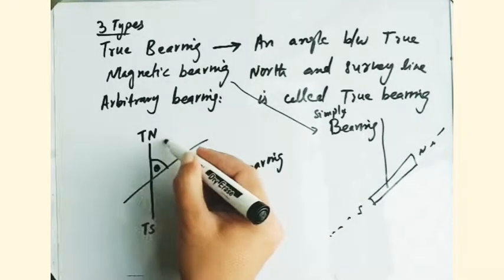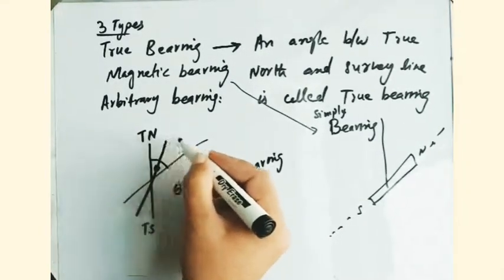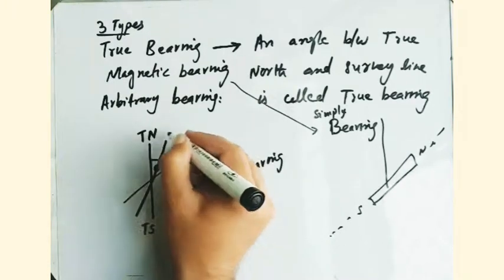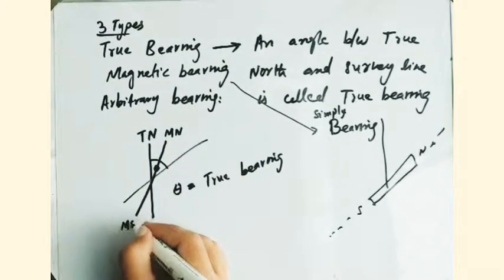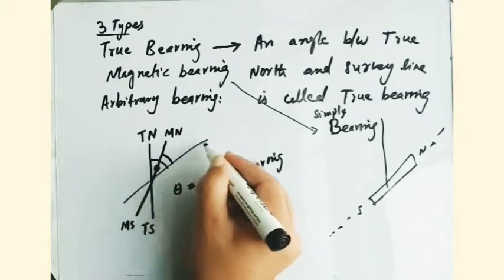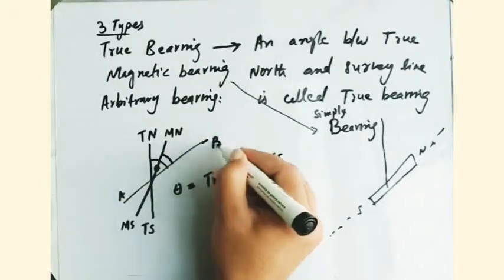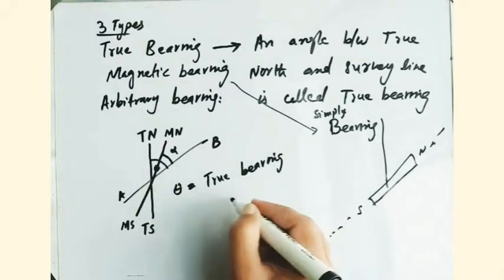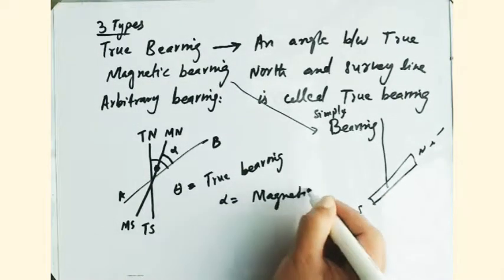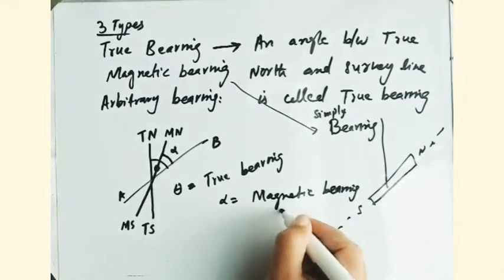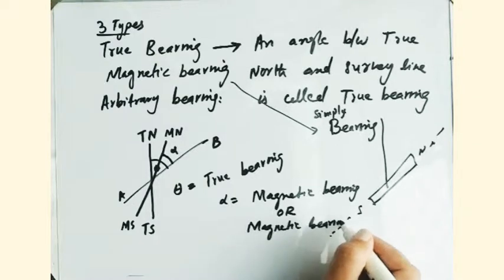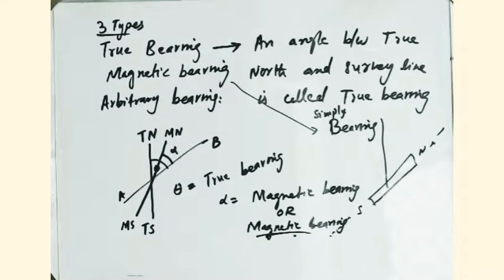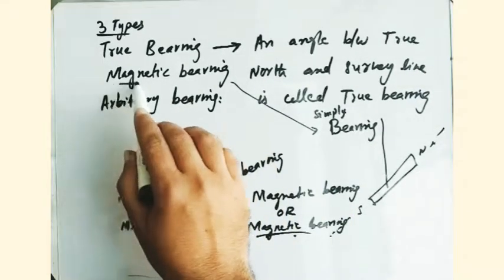So, magnetic north will be inclined to the true north. Okay, so we will represent this line by MN. MN means magnetic north and magnetic south. So this angle which is our survey line AB, this angle which is alpha, so that alpha will be called magnetic bearing, or simply bearing. Almost jitne bhi works hote hain, practically jitne bhi bearing calculate ki jati hai, wo jo sara calculation kiya jata hai, wo is magnetic bearing ki buniyad pe hota hai.